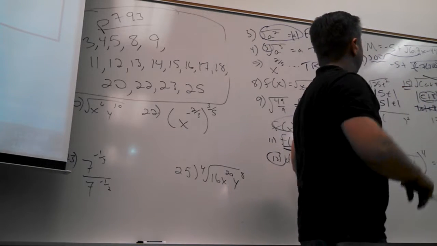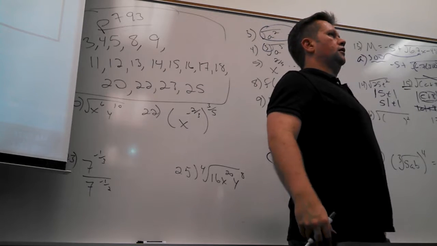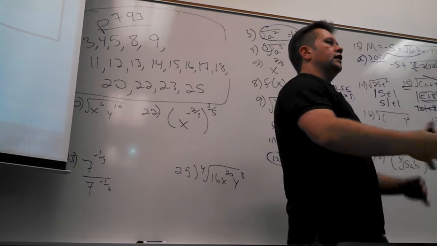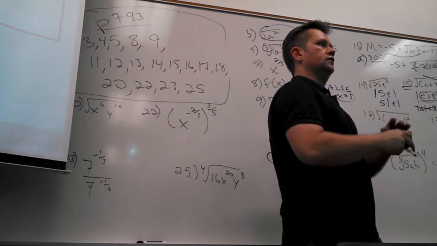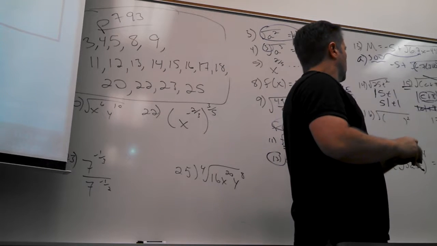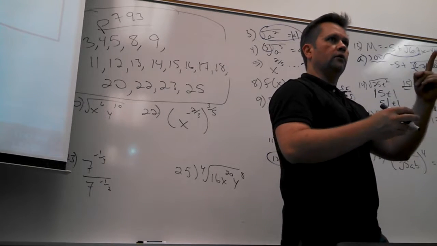Yes? Question back to 13. On the book, it rounds the answers. I know it does. Do you want us to do that? It didn't say to. Okay. So like I said, if it doesn't say, go to a couple places. They just arbitrarily chose to go to one place.